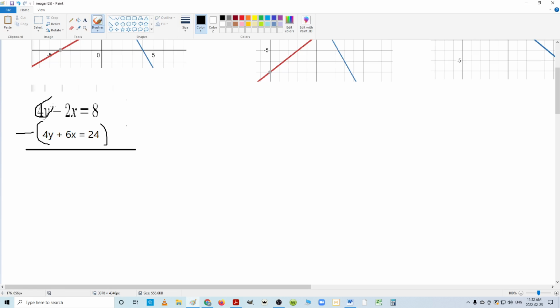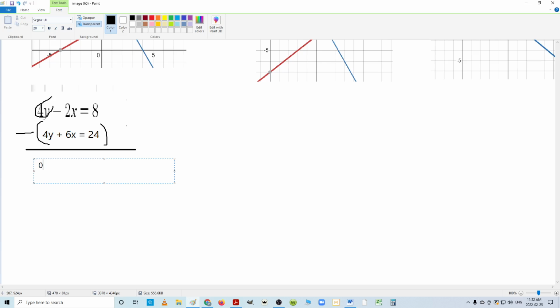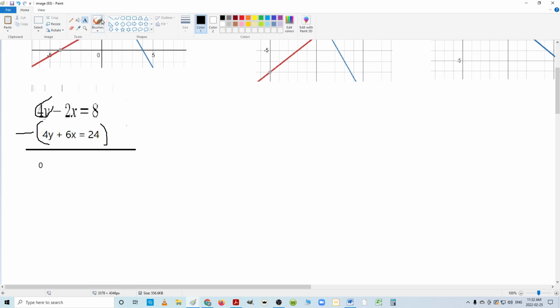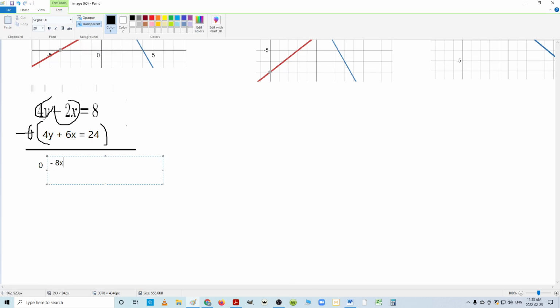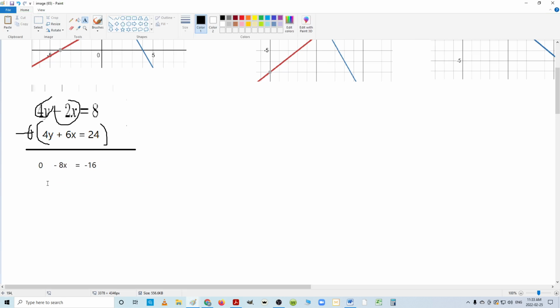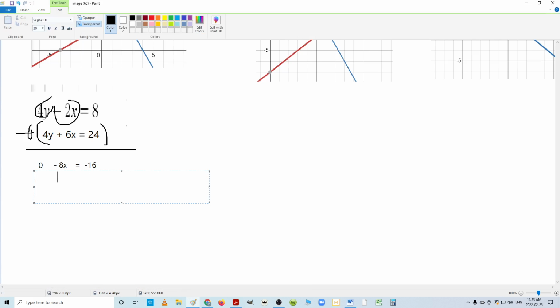So what's 4y minus positive 4y? 0. That's why I did it. I want to get rid of the y. What is minus 2x minus plus 6x? Minus 2x minus plus 6x is minus 2x minus 6x. It's minus 8x. What is positive 8 minus positive 24? Well, it's minus 16. So I'm left with 0 minus 8x minus 16, so it's really minus 8x is equal to minus 16. I think you can see I divide both sides by minus 8. When I do so, I'm left with this.